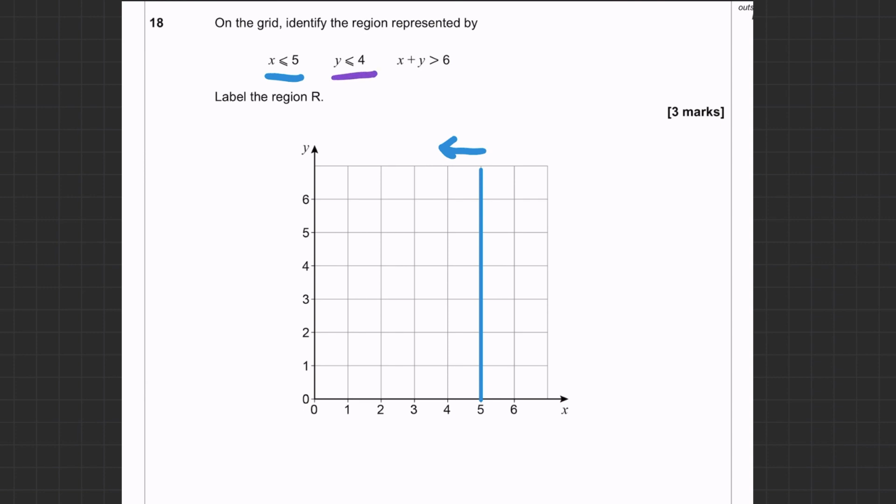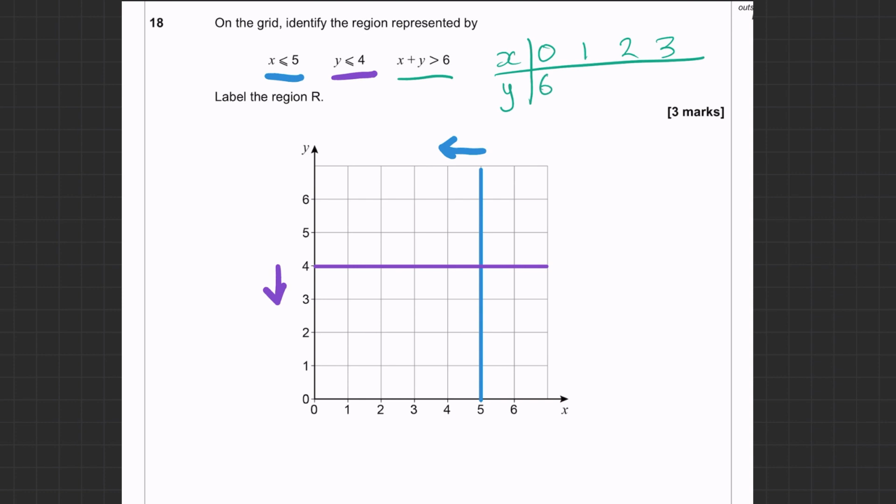Next, we'll draw on y is less than or equal to 4. So it has to be this line here. And if it's less than 4, it's going to be this region downwards. The last line is x plus y is greater than 6. Now this one's a little bit trickier. If you're not sure where this line is, just draw a little graph. So we've got x and y. So if x is, we'll say 0, 1, 2, 3, you can keep going. But x plus y must equal 6.